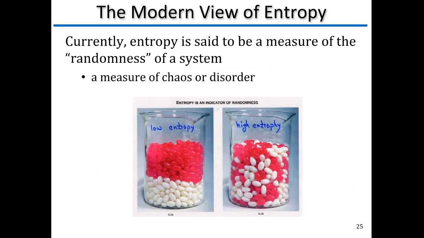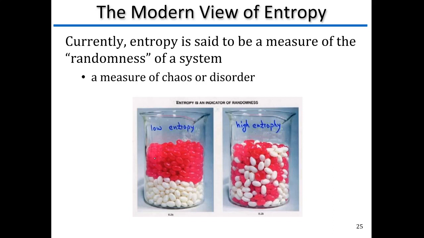Currently you can define entropy as being a measure of randomness. That's one way to look at it. Hopefully this helps put it in perspective. It's a measure of chaos or disorder. That's how we've defined it more modernly. In this case, we would say low entropy.